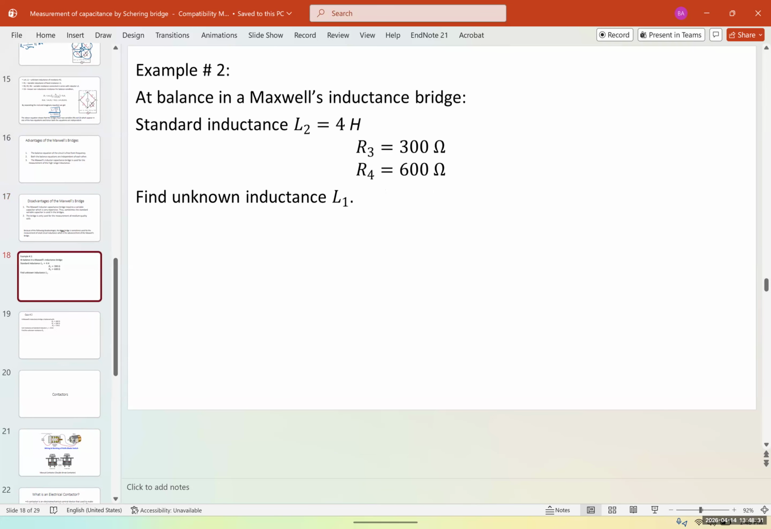Now, let's go to example number 2 and quiz number 2. At balance in a Maxwell's inductance bridge, the standard inductance L2 is 400, R3 is 300 ohms, and R4 is 600 ohms. Find the unknown inductance L1. Okay, now I'll give you 5 minutes. Then I would solve it.